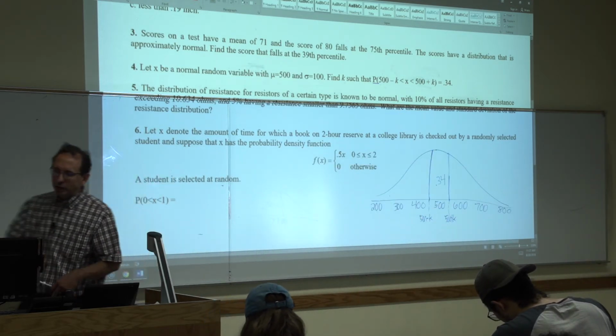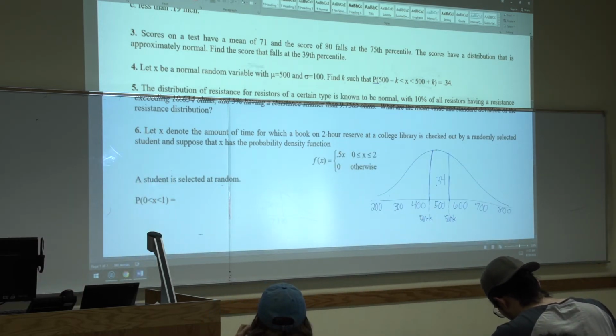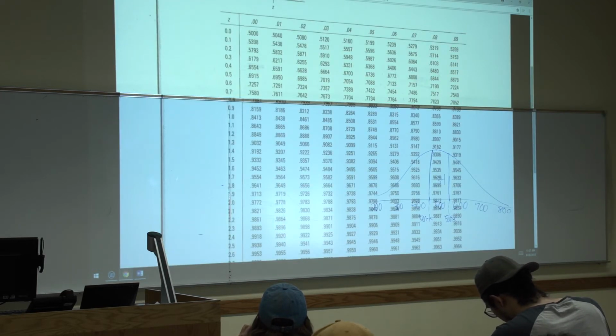And again, try to start bringing your standard normal table. These are posted. Try to start bringing these to class from now on.